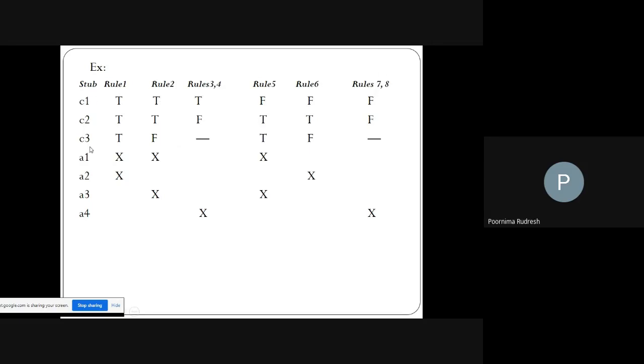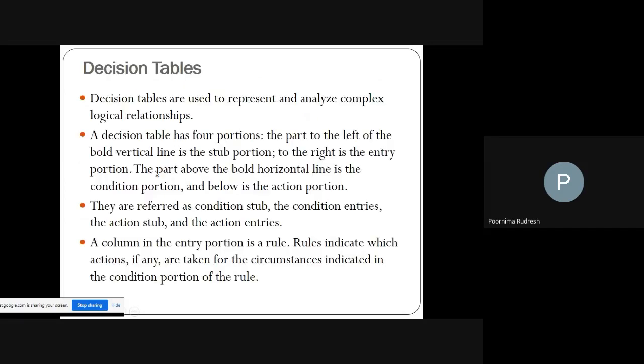Step part consisting of 3 conditions and 4 actions. So first we'll see rule 1. What does rule 1 say? Rule 1 says that if C1, C2, C3, all three are true, then the output, or the actions A1 and A2, occurs. Understood? Clear?